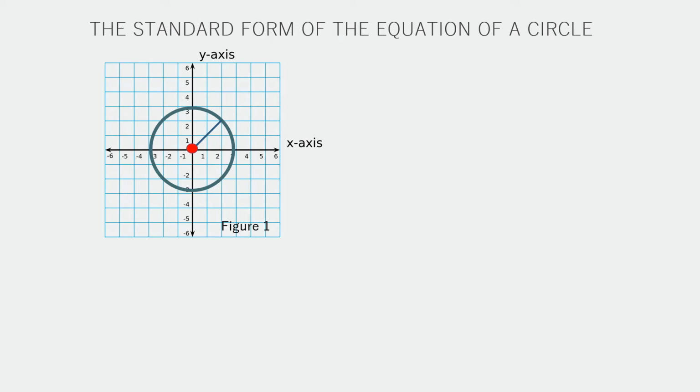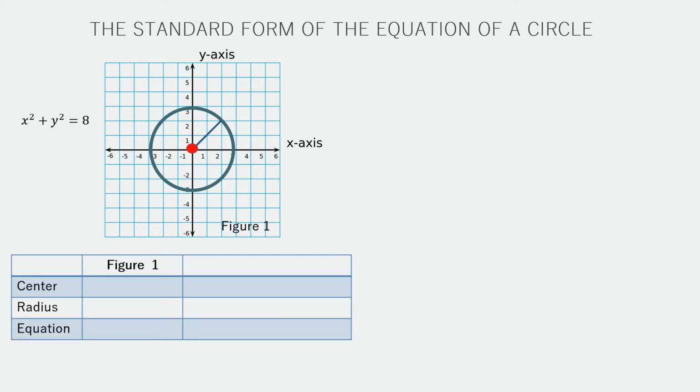The first example or the first figure is the circle. The center of the circle is at the origin of the x and y axis. Given the equation, x squared plus y squared, that is the equation. So let's use this table to identify the center, radius, and the equation. So as you can see in the figure, the center is at 0, 0. The radius is 2 square root of 2, and the equation is x squared plus y squared equals 8.